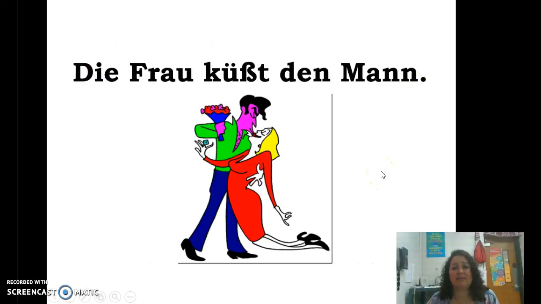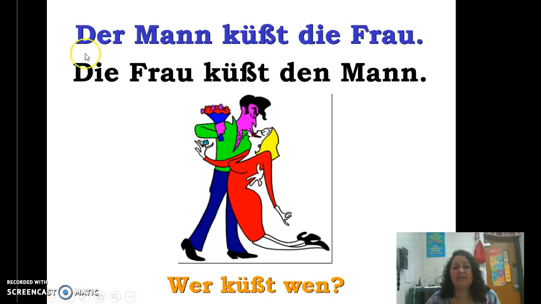Die Frau küsst den Mann. So who's doing the kissing? Which is what the question is asking. Here, die Frau küsst den Mann. Den Mann is the direct object, so we know the woman is kissing the man. But here, der Mann is the subject. It cannot be the direct object, or it would change to den. So in the second sentence, the man is kissing the woman.